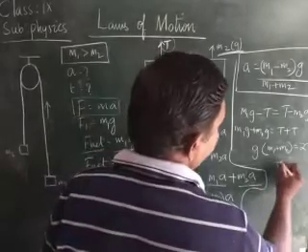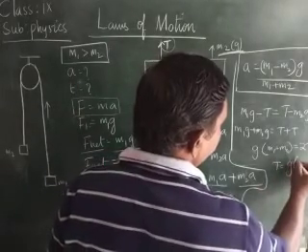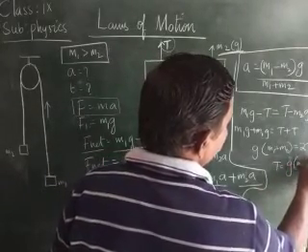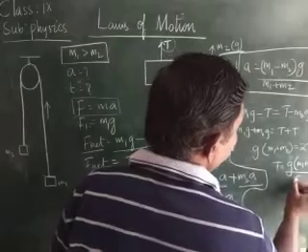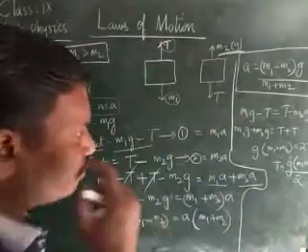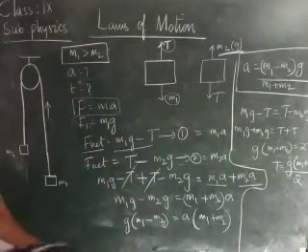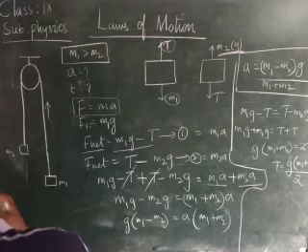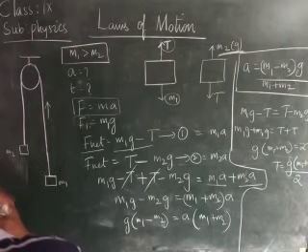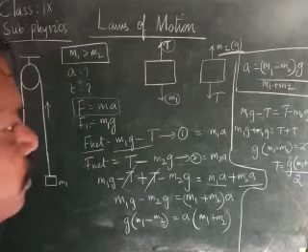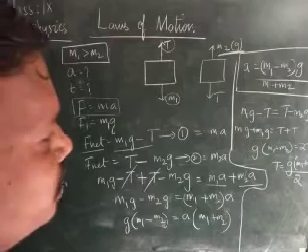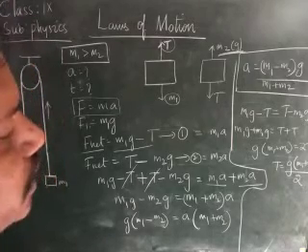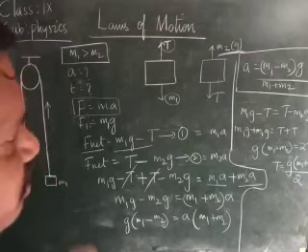Therefore here we want to find the tension, that is g into (m1 plus m2) by 2. Okay children, here we get it as (m1 plus m2) into g by 2. Okay children, this is the tension of the wire.